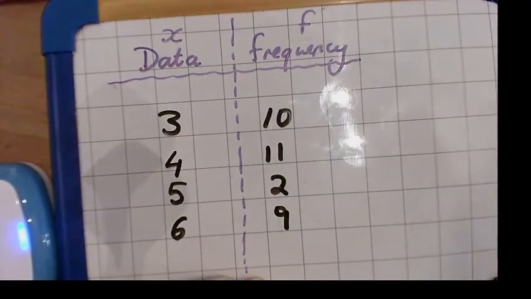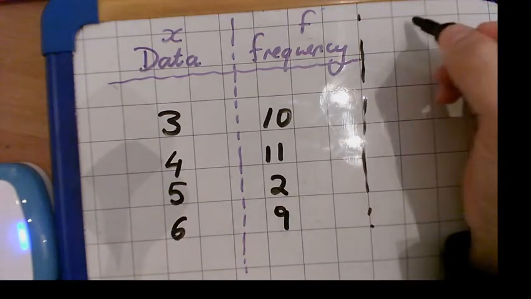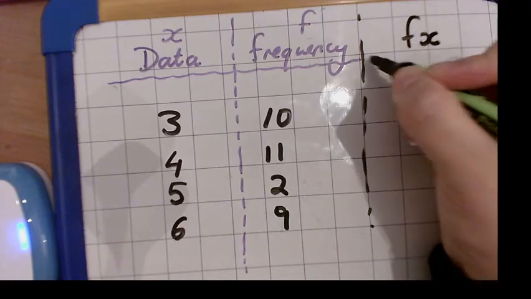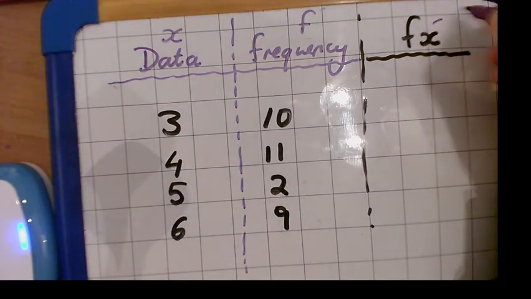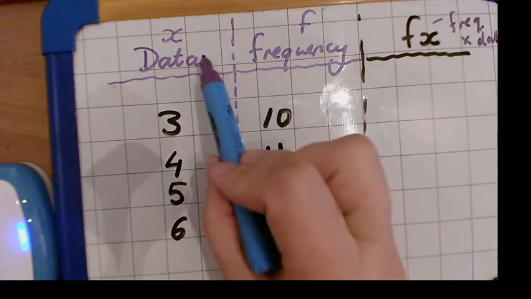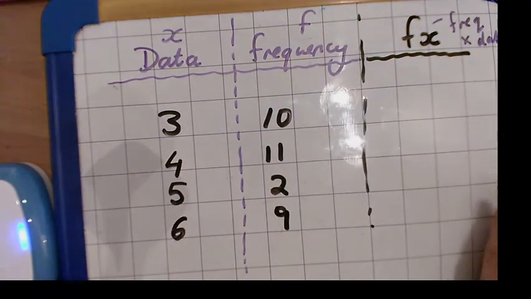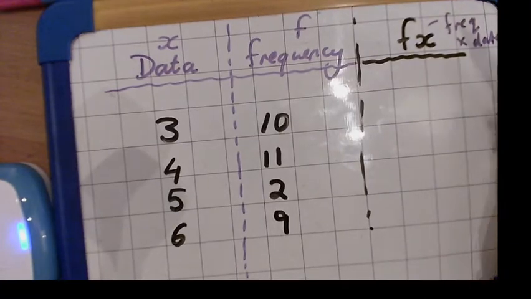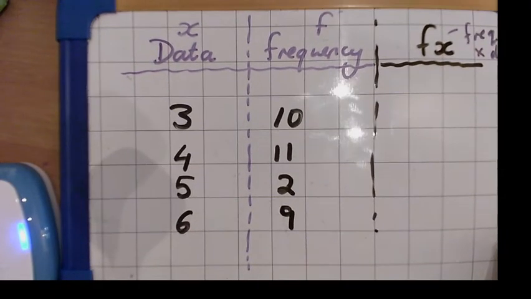So the first thing I'm going to do is create a new column. And my new column I'm going to call fx. Now calling it fx is a great idea because it will help remind you what on earth this is. What fx is, is the frequency times by the data. You'll notice here I put x for data, so I knew that was x, and f for the frequency. Now what I'm going to do is exactly that. I'm going to multiply each frequency by the data. Why am I doing that?